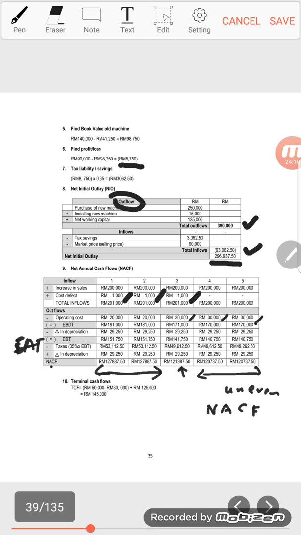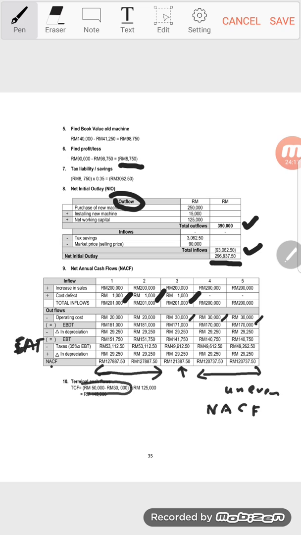Kan? Kita kira ni. So 50,000 minus 30,000 kita akan dapat 20,000. So 20,000 kena tambah dengan 125,000. Kenapa kita tambah 125,000? This 125,000 ni ialah net working capital tadi. Kita dapat positif kan? Amount yang dibagi tu positif.